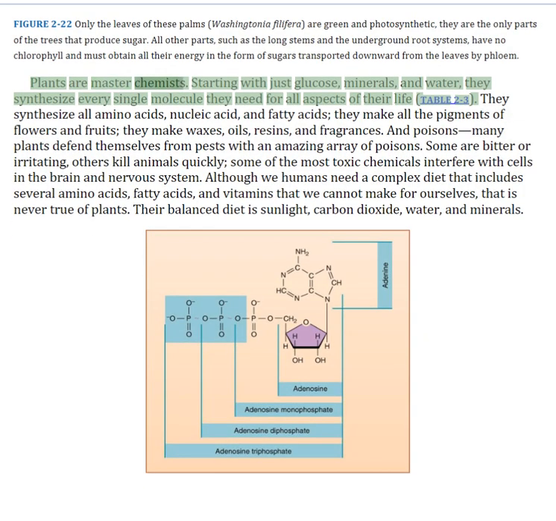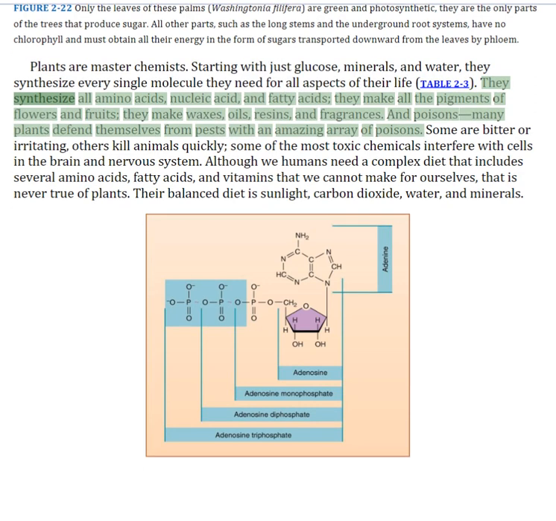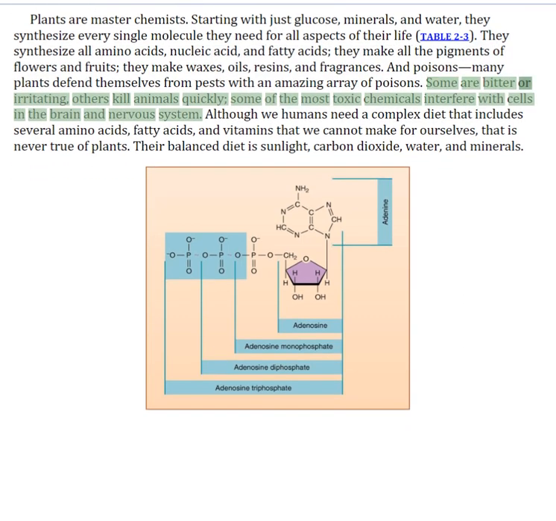Plants are master chemists. Starting with just glucose, minerals, and water, they synthesize every single molecule they need for all aspects of their life. They synthesize all amino acids, nucleic acids, and fatty acids. They make all the pigments of flowers and fruits. They make waxes, oils, resins, and fragrances. And poisons. Many plants defend themselves from pests with an amazing array of poisons. Some are bitter or irritating, others kill animals quickly. Some of the most toxic chemicals interfere with cells in the brain and nervous system.